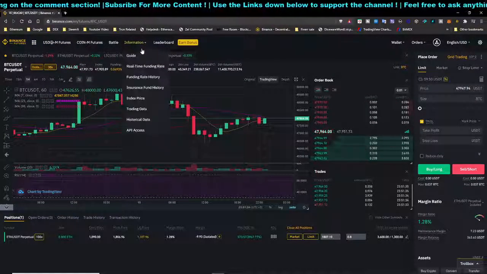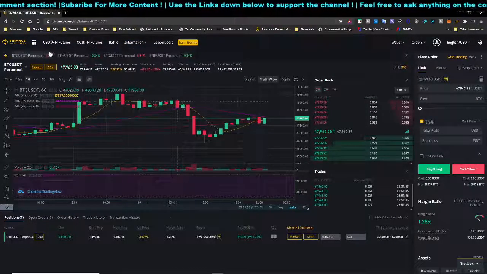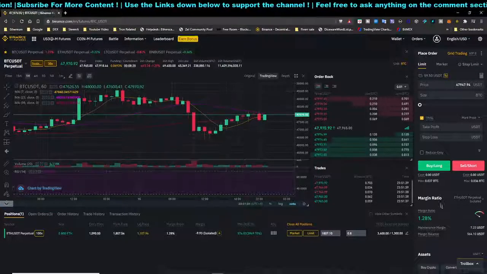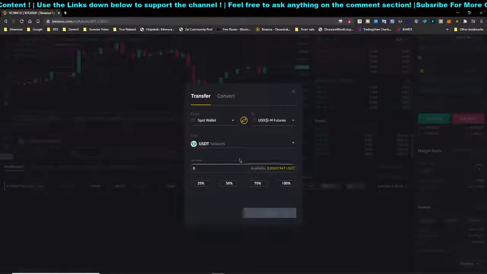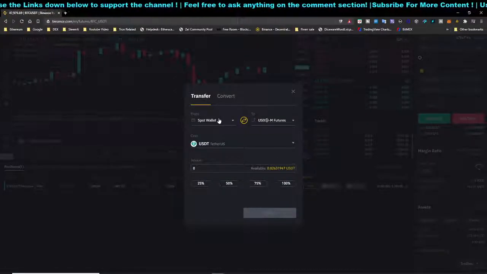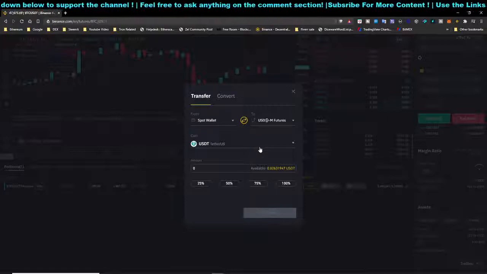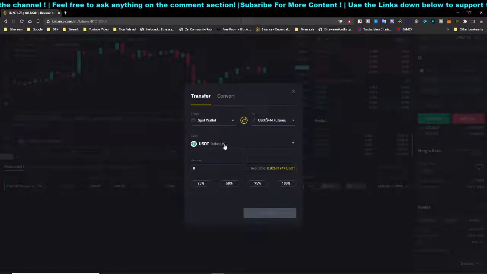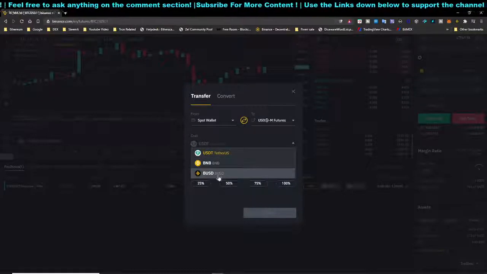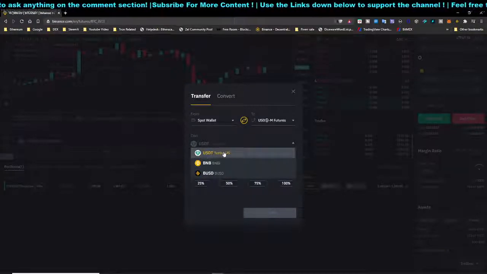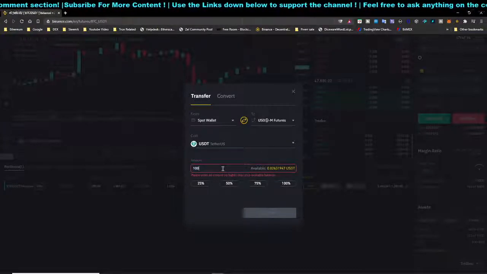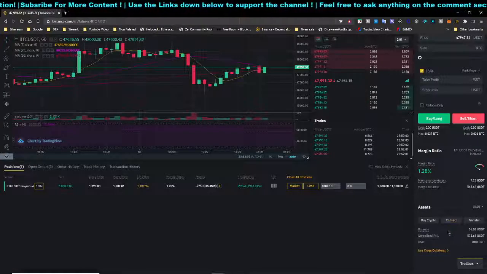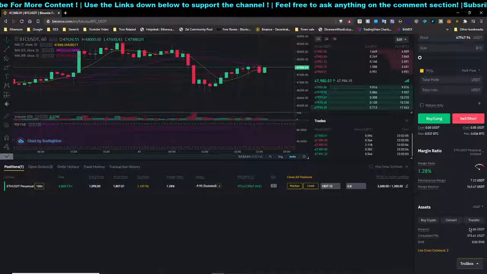the leverage trading derivative, head over to USD-M futures, and scroll down, and you will see this transfer button. Click on it, and over here you have to choose the spot wallet, depending on where your US dollar is. Click on spot, then choose USD, and either you can use BNB, BUSD or USDT as your capital. For example, just enter 100 and click on confirm. Once you have confirmed it, it is going to show you your balance, which is 100.